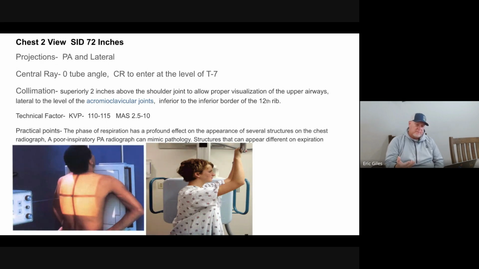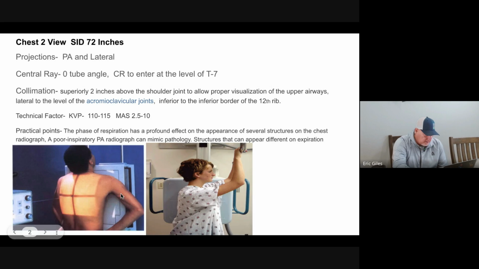But chest x-rays are very important. We can see a lot of different things with a chest x-ray as far as what's going on with the patient. And just remember they're 72 inches and on second inspiration. Make sure you get the entire lung filled. Okay, and here we've got nice pictures down there showing you what that should look like.